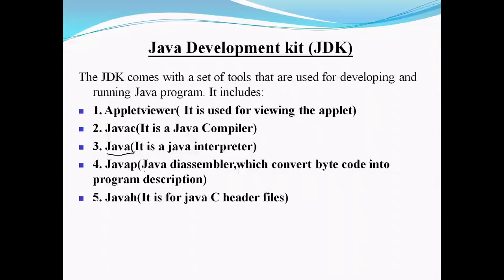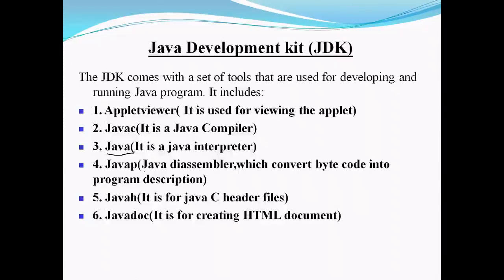The next one is javah. Javah produces header files for use with native methods. As I have said earlier, Java is extensible, and Java can use functions which are defined in other programming languages, like you can use functions defined in the C programming language. So all those headers from C programming language can be generated or produced with a command called javah.